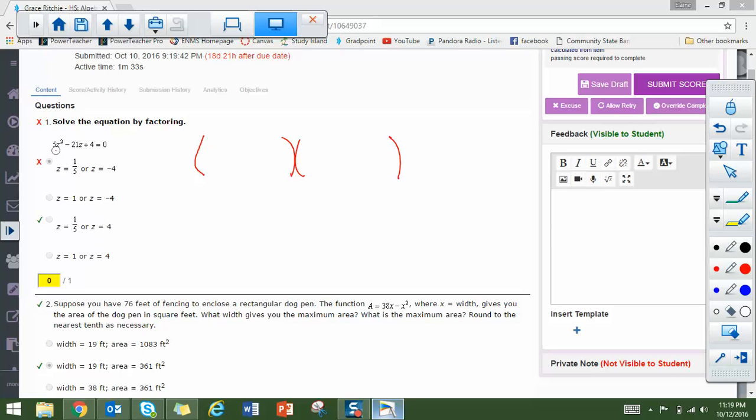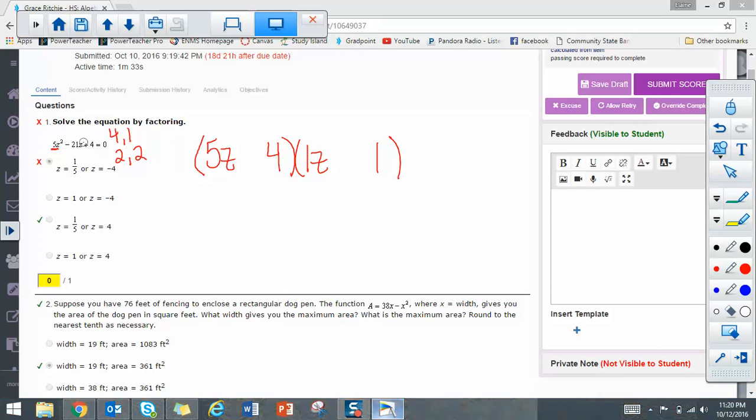So anytime I see a prime number, I always start with the prime number. 5's prime, 4 is not. So I'm going to start with 5. That's the number that's out in front of the variable, so we're going to do 5z and 1z, because 5 times 1 is 5. In the back we need factors of 4, so we have a couple options here. We can do 4 and 1, or we can do 2 and 2. And I'm going to go ahead and start with 4 and 1.